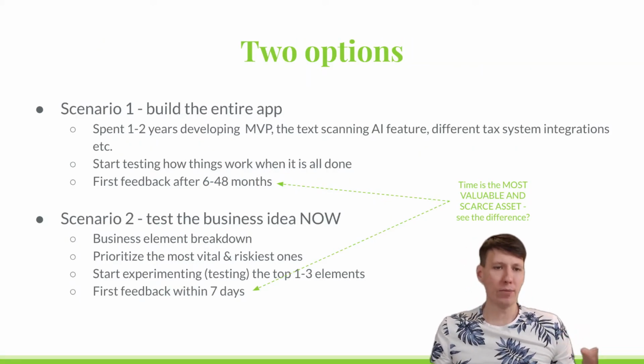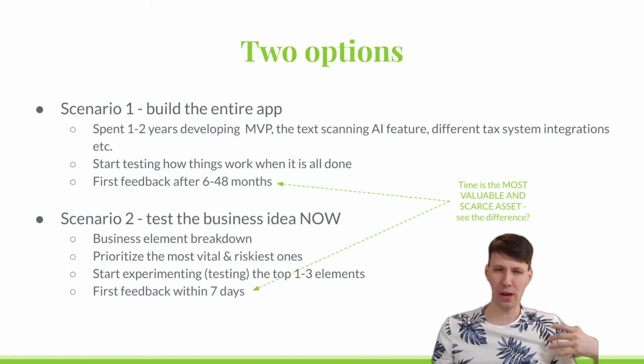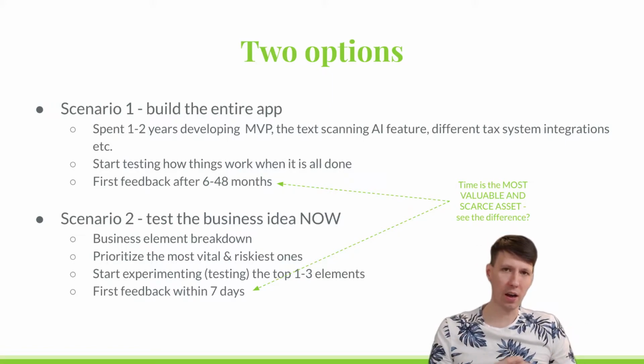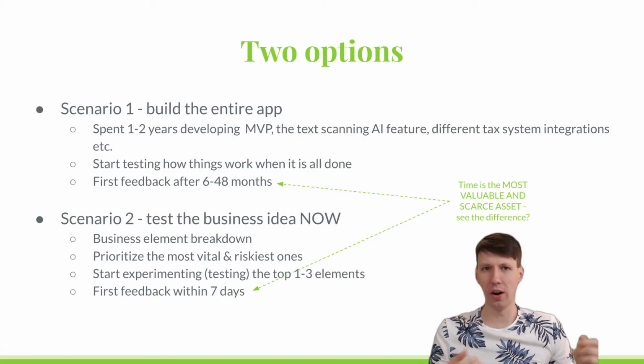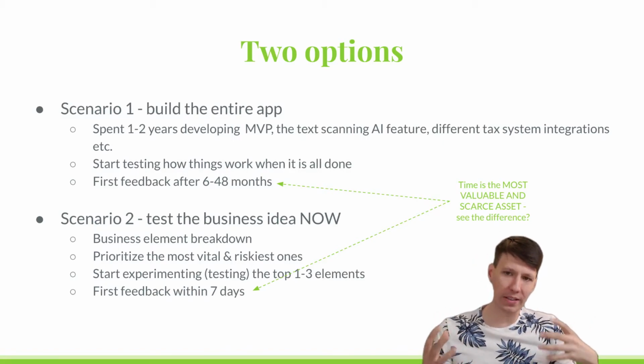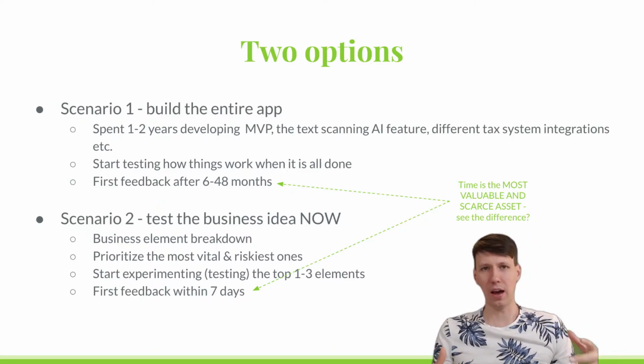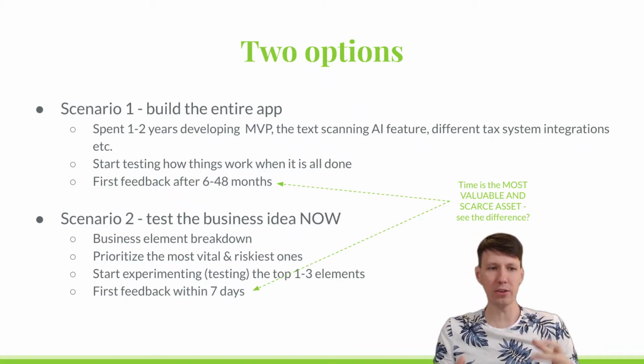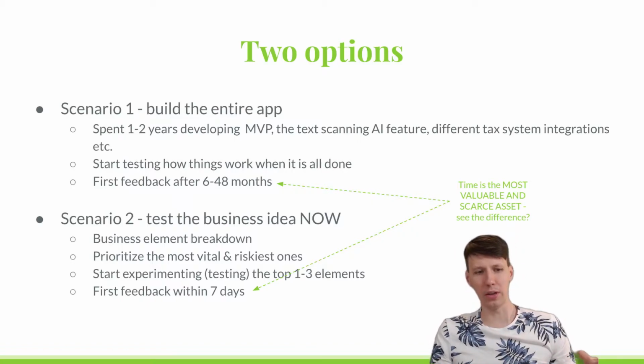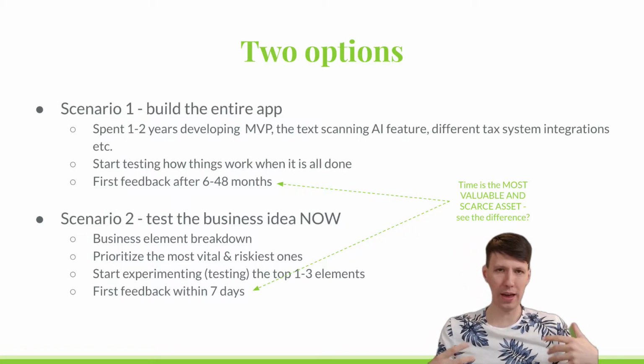So now we have 2 options. Scenario 1 is to build the entire app, the MVP, minimum viable product, and all the parts, like how the text scanning feature works, and how you integrate this with all kinds of tax systems the accountants are using. And then you start testing this when you have built something for a long time. And of course scenario 2 is to test the business idea now.